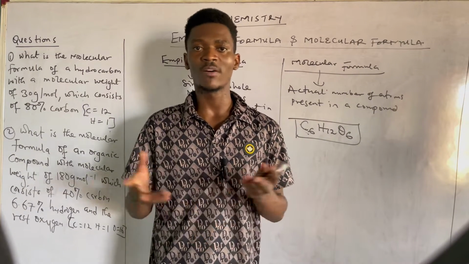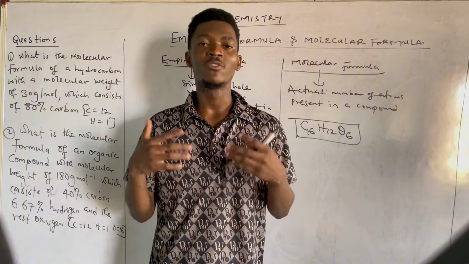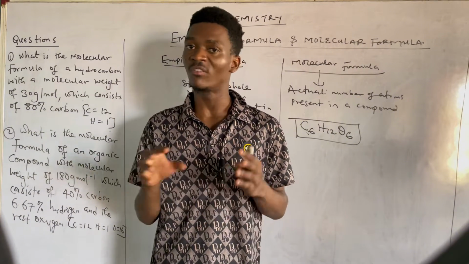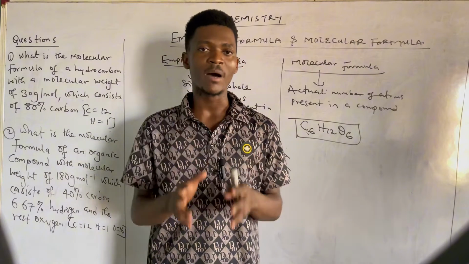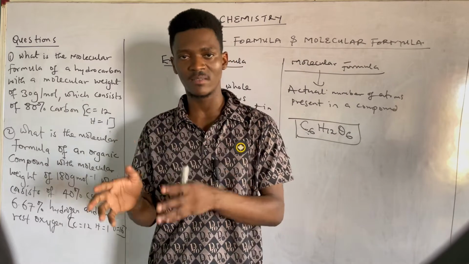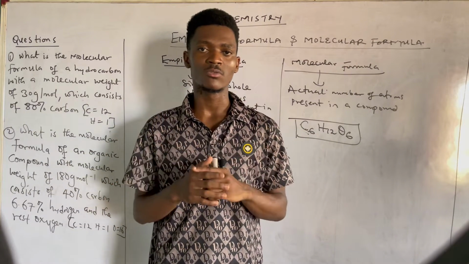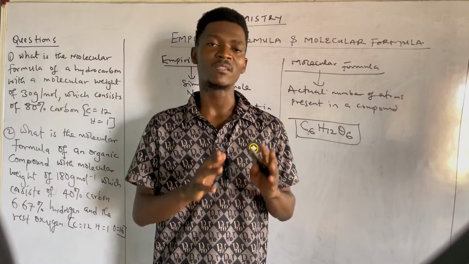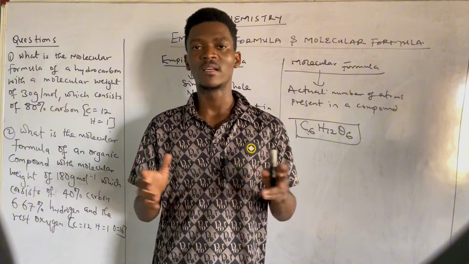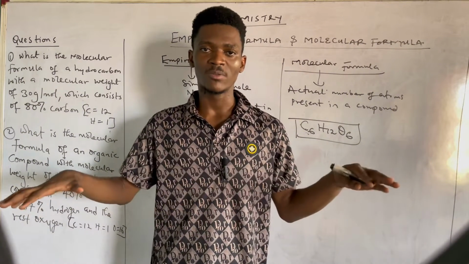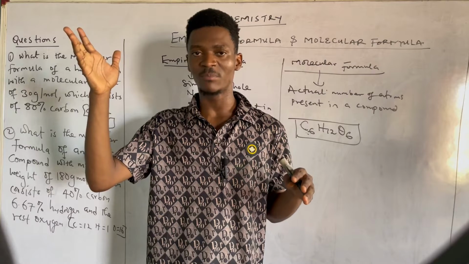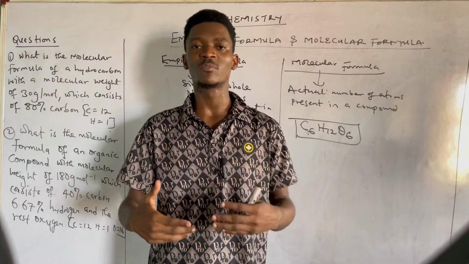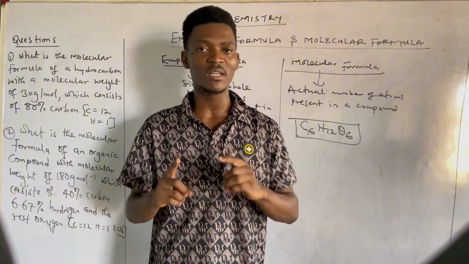So what are you supposed to do? In order to get the empirical formula, you simply divide the percentages given in the question for the elements present in the compound by their relative atomic masses. You understand? That's the first thing you should do. Then the next thing you should do is this: after you've gotten the values by dividing the percentages by their relative atomic masses, the next step is to divide all through by the smallest value.